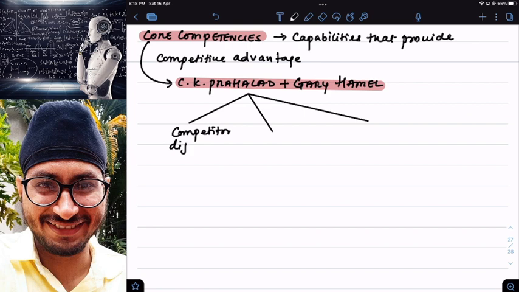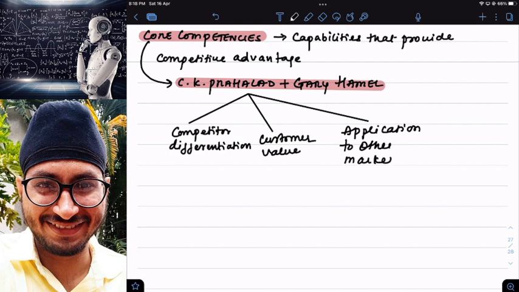Competitor differentiation means do something different from a competitor. Then customer value. And then application to other markets. Number one, try to provide the features which your competitors are not providing. Differentiation. Try to provide better value to your customers, and try to ensure that you don't work in only one or two areas, but in multiple markets where your business is there. Then only core competency will come, right?